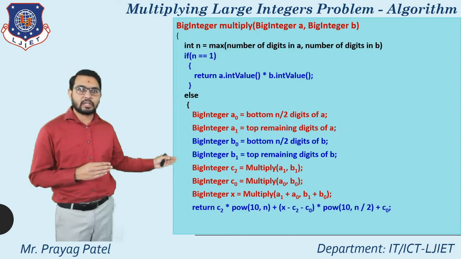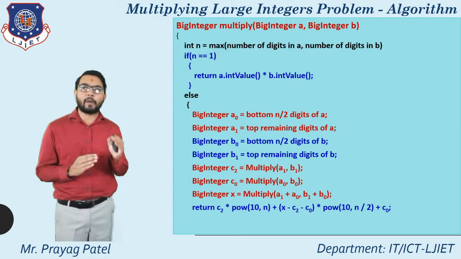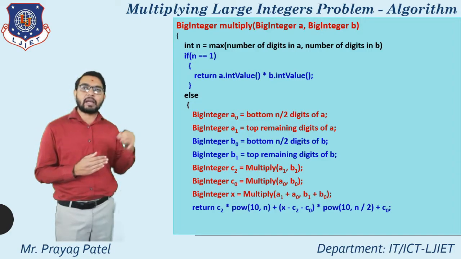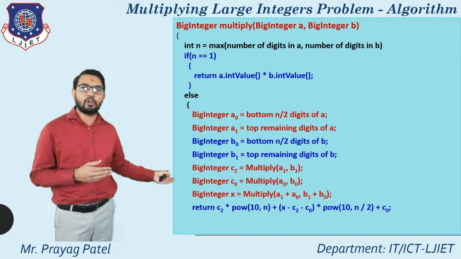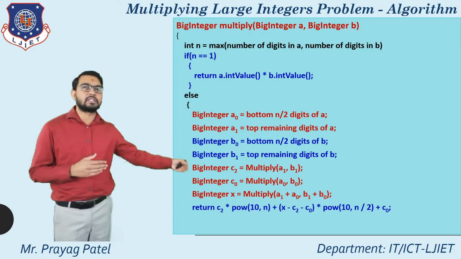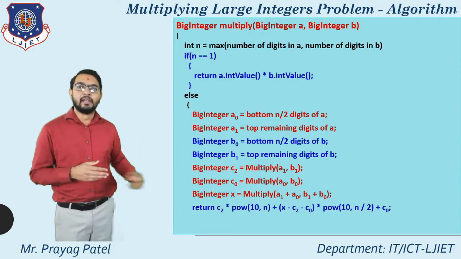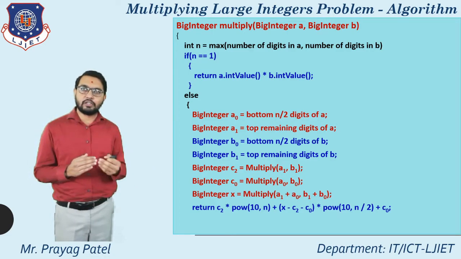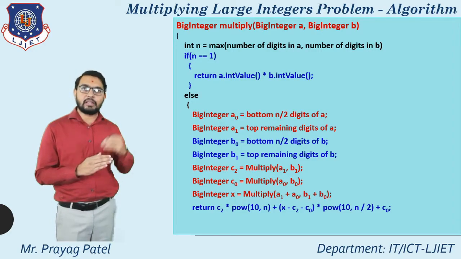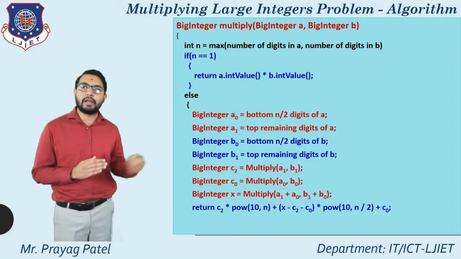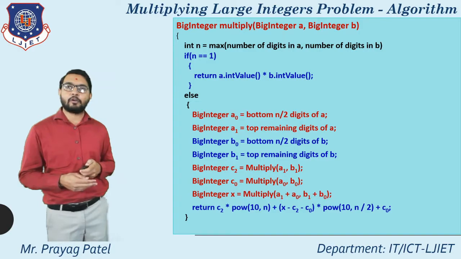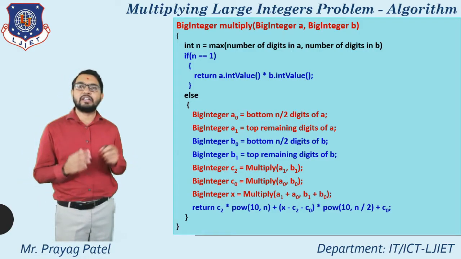According to this equation, return C2 into power 10 raised to n, then plus x minus C2 minus C0. What is the value of x? X means (A1 plus A0) into (B1 plus B0). This is the equation for C1. So x minus C2 minus C0 is the final step of your second term. Now multiply this term with 10 raised to n by 2, plus C0. So this is the final step of the algorithm of multiplying large integers.